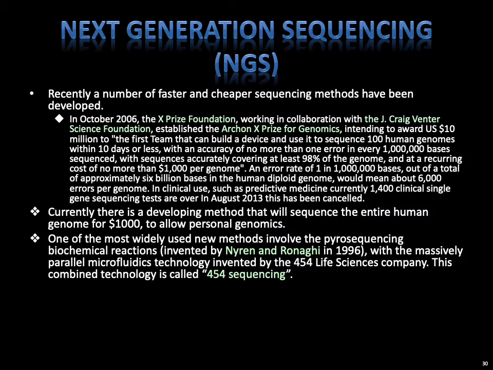One of the most widely used methods involves pyrosequencing. This is a biochemical reaction invented by Nyren and Ronaghi in 1996, which is a massively parallel microfluidics technology. Microfluidics is an up and running application, and it was invented by the 454 Life Sciences company, and they combined the technology, which is now called 454 sequencing.